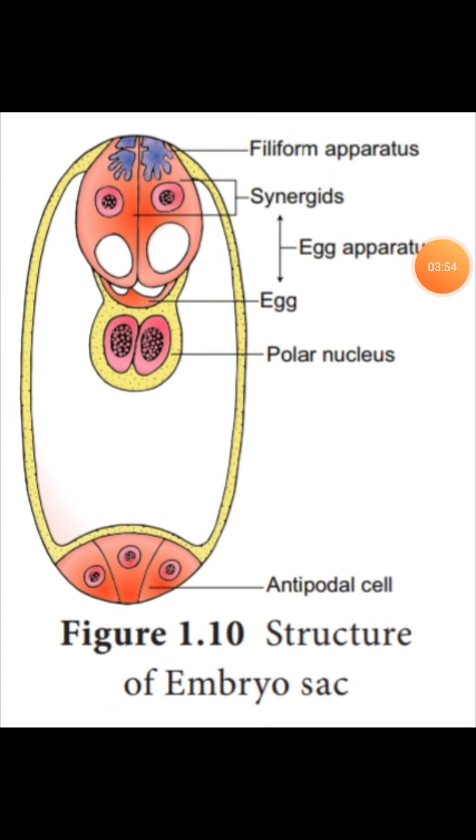Next, the development and structure of the embryo sac. First we describe the stages of embryo sac development and organization. The simplest monosporic type of development is given. The functional megaspore is the first cell of the embryo sac or female gametophyte. The megaspore elongates along the micropylar-chalazal axis.